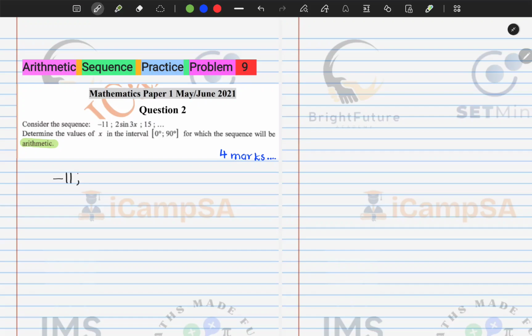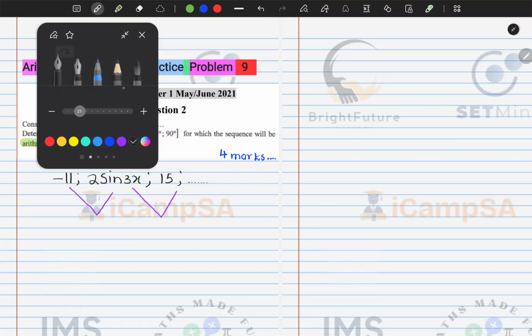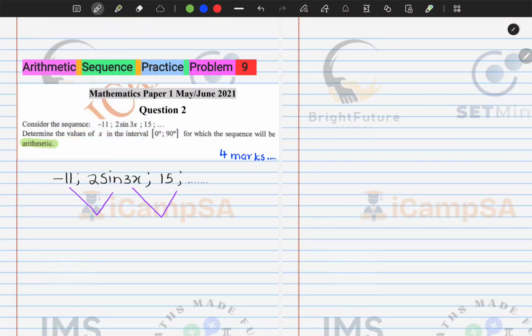The first term is negative 11. The second term is given as 2 sine of 3x. And the third term is given as 15, and so on. What we know about arithmetic sequences is that the first differences will be equal. So this minus this should give me the same answer as when I do that minus that. Maybe not the same answer, let's rather say the answers should be equal.